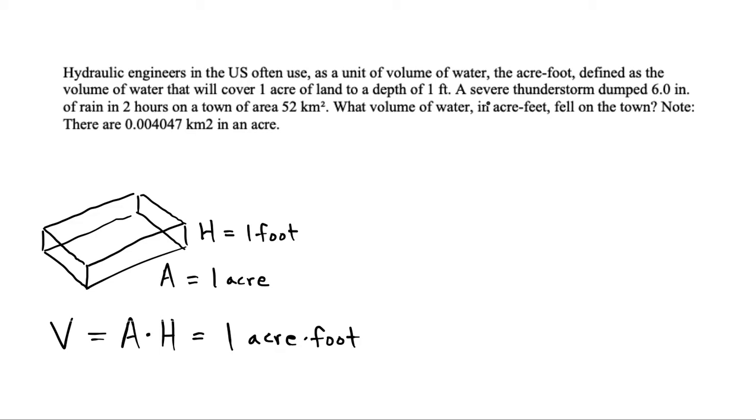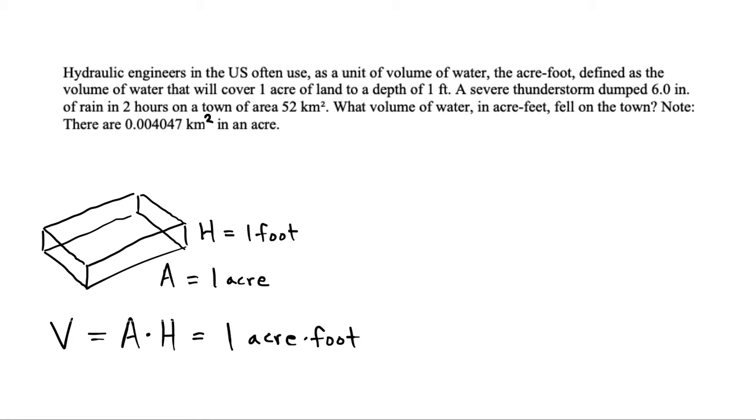Let's see. So let's say that during a thunderstorm, 6 inches of rain fall in 2 hours on a town of area 52 kilometers squared. What volume of water in acre feet fell on the town? And they give a little conversion here. That 2 there is supposed to be, of course, a superscript.